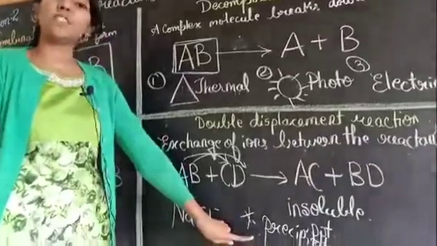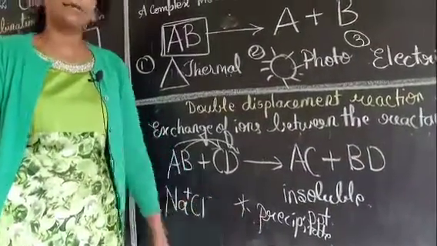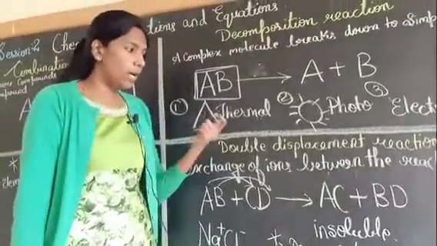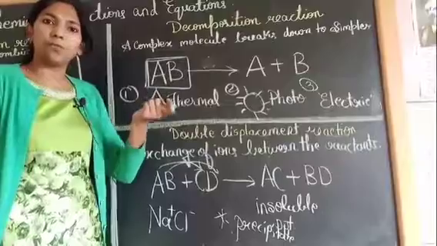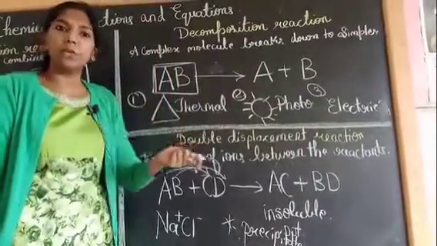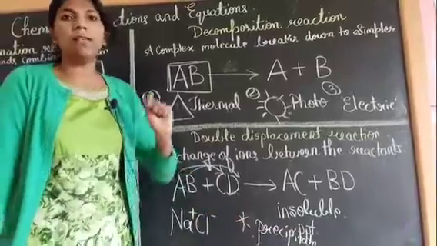Even this question was asked many times in the CBSE board. What is a precipitation reaction? You have to write: a reaction where a precipitate is formed, which is an insoluble substance, is a precipitation reaction.